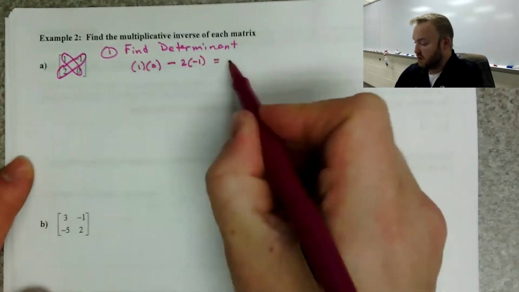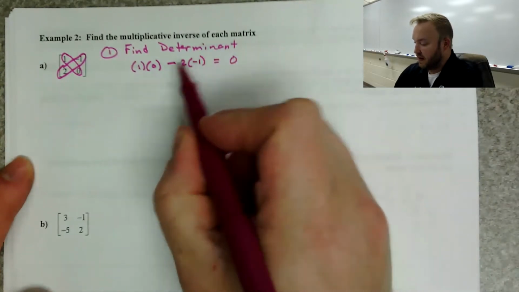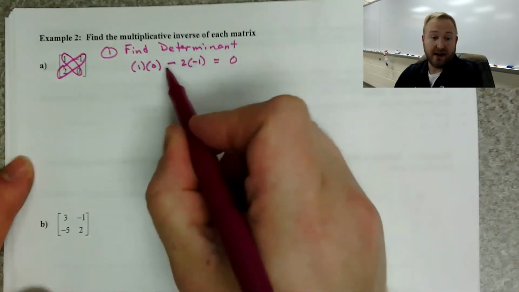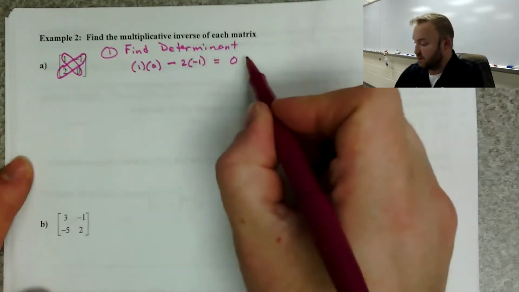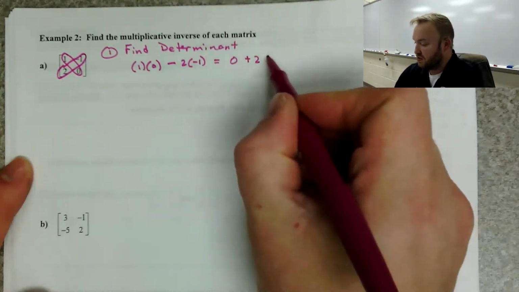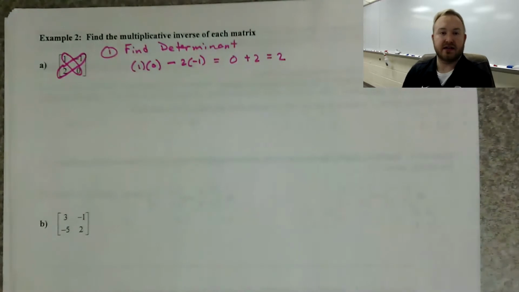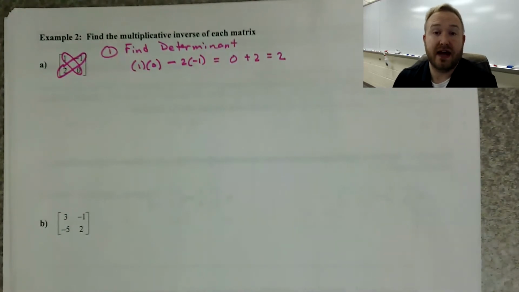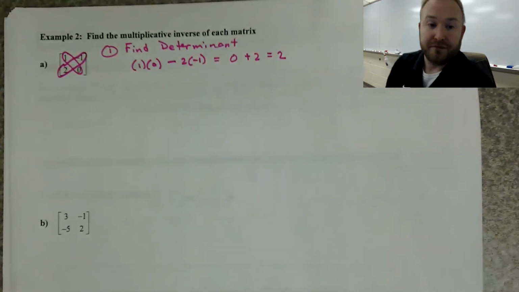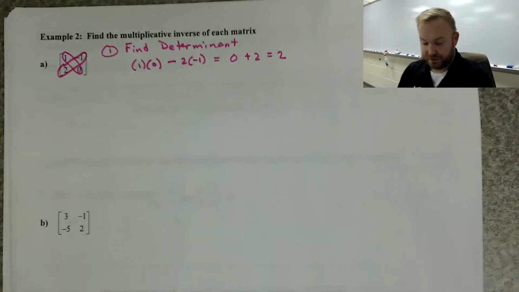So 1 times 0 is 0. And then I'm going to subtract. So I could think of it as -2 times -1 would be +2. And so my determinant is 2. And we're going to need that determinant in step 3.